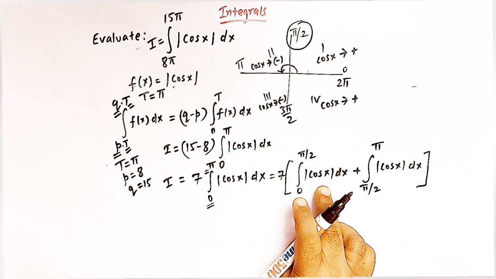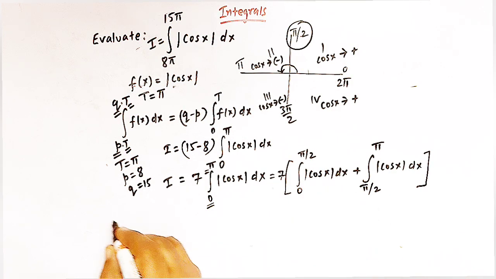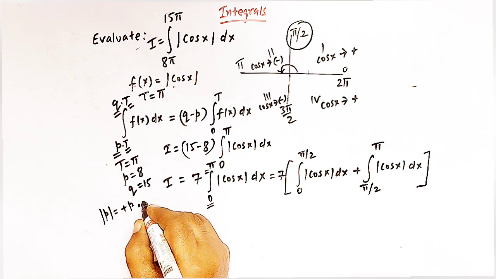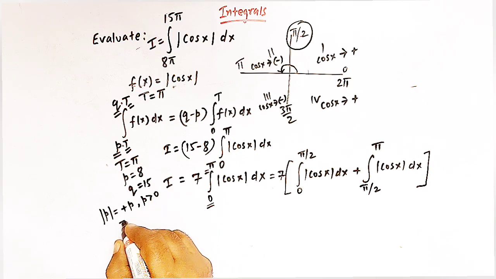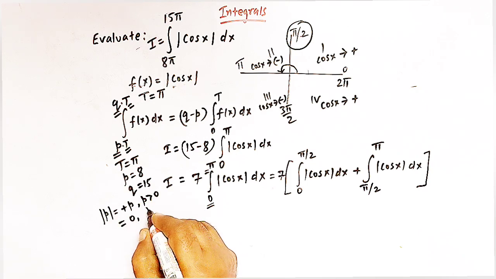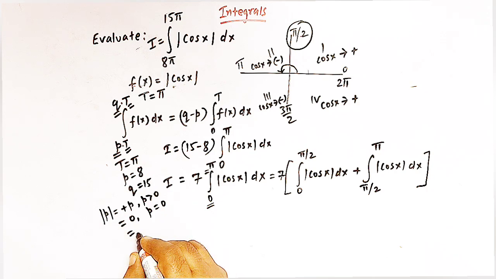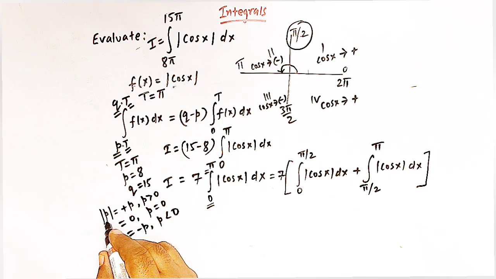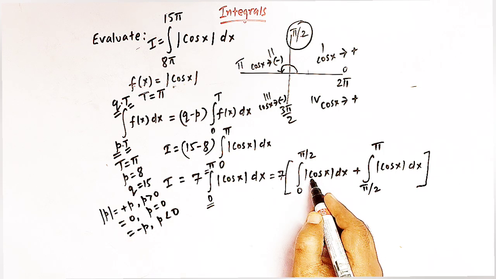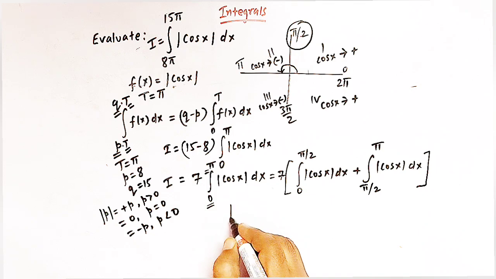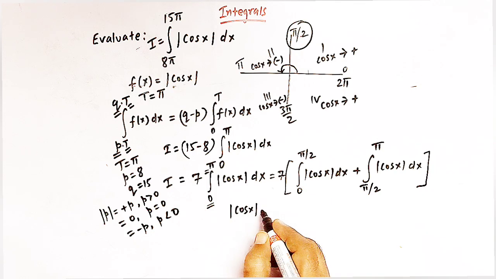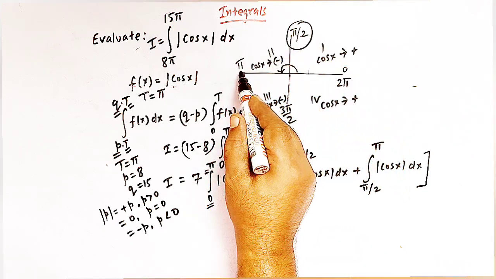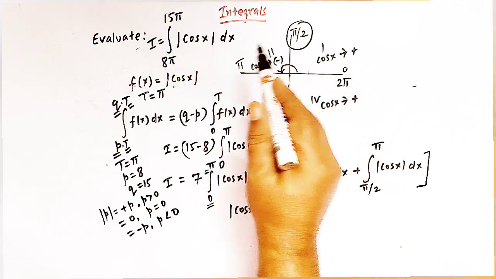Now let us make use of the definition of a mod function. Mod of p is defined as positive p whenever p is greater than 0, and mod of p is 0 whenever p is equal to 0, and mod of p is negative p when p is less than 0, right? So now if we replace p by cos of x, then the definition of mod cos x in the interval that is 0 to pi. So here we are considering only the interval that is from 0 to pi, right?